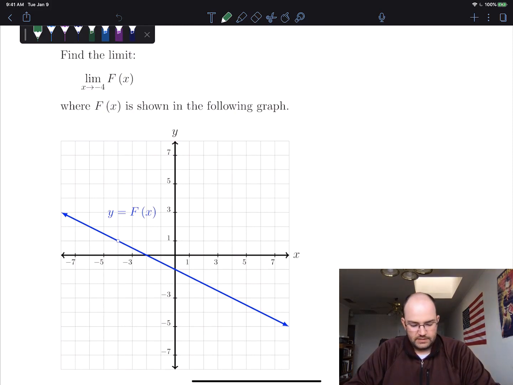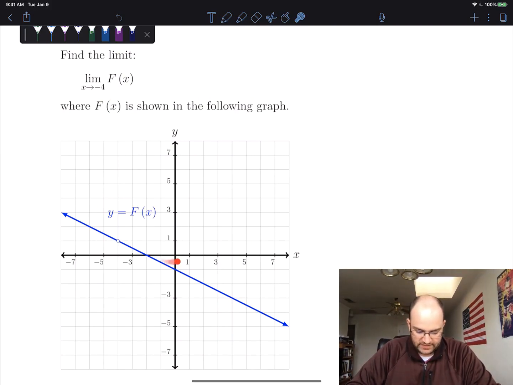Hello. In this video, we want to find the limit as x goes to -4 of the function f of x, where f of x is shown in the following graph. Now here's the graph. We have an xy coordinate plane, and it's just a line.